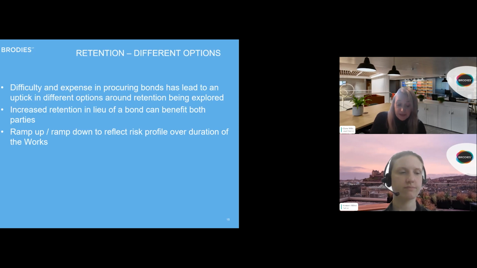We have seen some cash retentions of up to, for example, 10% of the contract sum being agreed in lieu of a bond, but often with a proviso that that percentage will ramp down to a more typical level of, for example, 5% as the works progress towards completion and the risk to the RSL decreases. Now, bespoke drafting can cater for this in the development agreement.